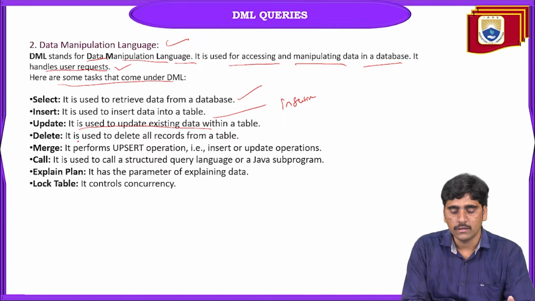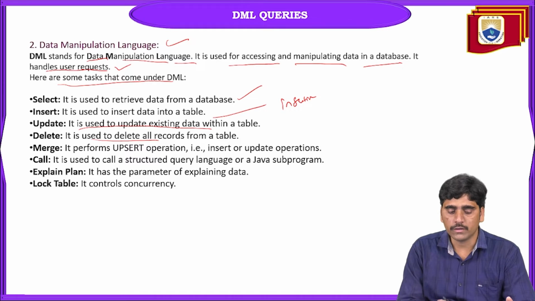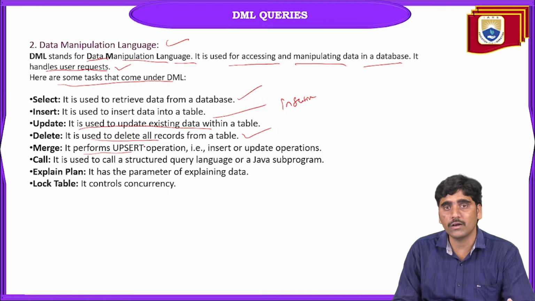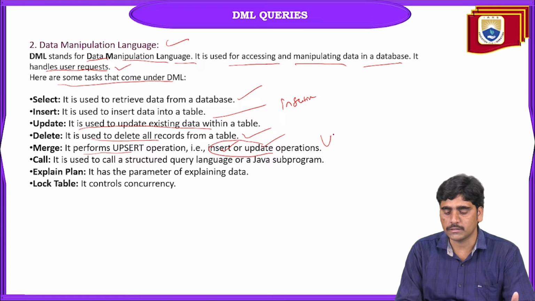Under delete, it is used to delete records from your table. If you want to delete a particular record, you can delete it. If you want to delete all the records from the table, you can perform this delete operation. Then there is the merge operation, like the upsert operation. You can perform both insert and update simultaneously, so it is called the upsert operation.